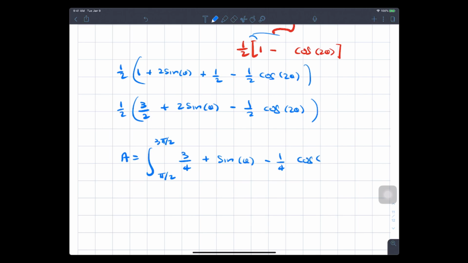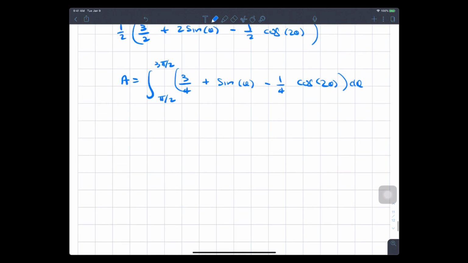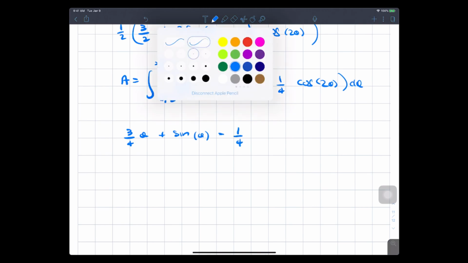Minus 1/4 cosine 2 theta, and that's d theta. So when you integrate, 3/4 theta plus sine theta. Now let me be careful here. I know there's a minus sign here. Minus 1/4.